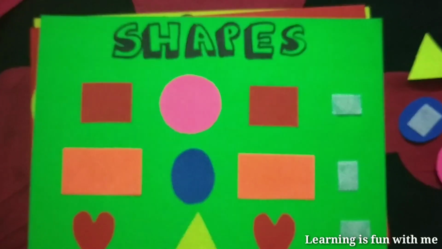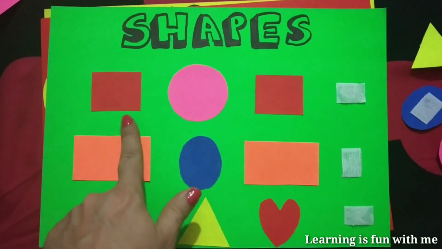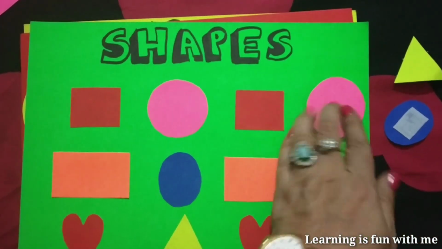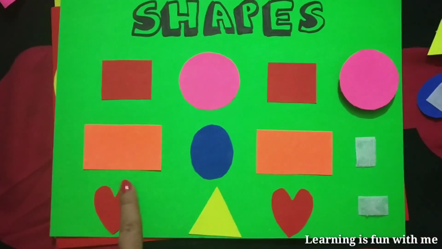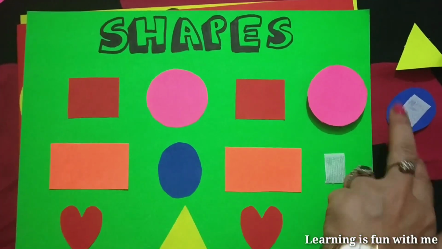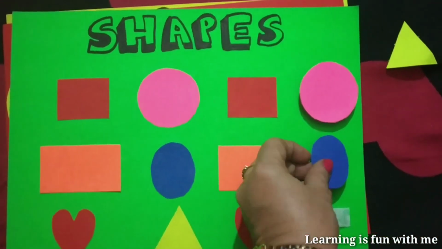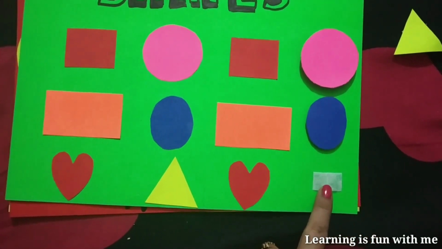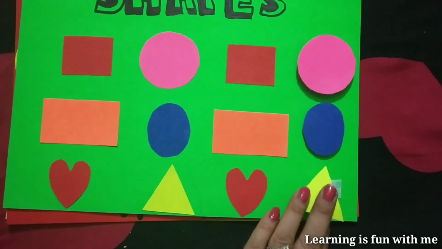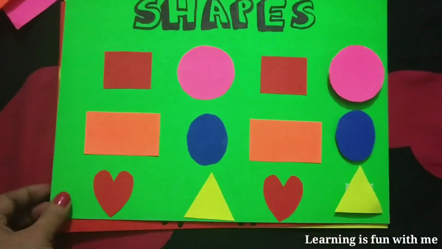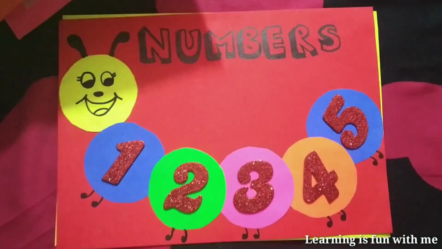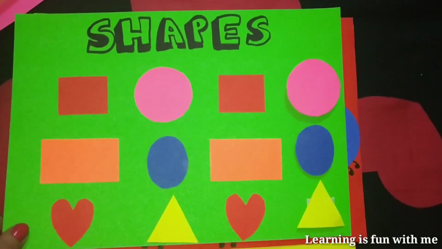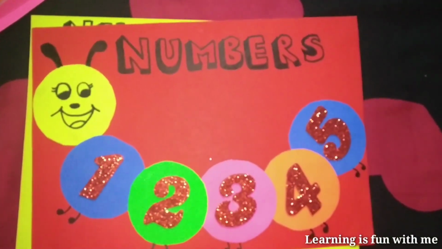Next is a pattern of shapes like square, then circle, square. So next will be circle. Rectangle, oval, rectangle, oval. Heart, triangle, heart. So triangle. So the next sheet is related to numbers.